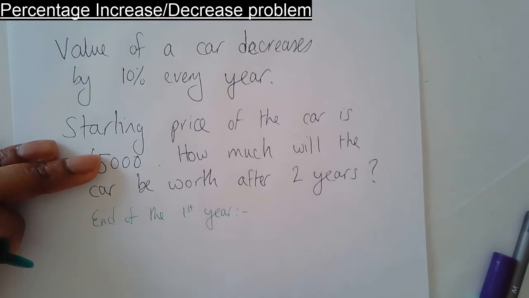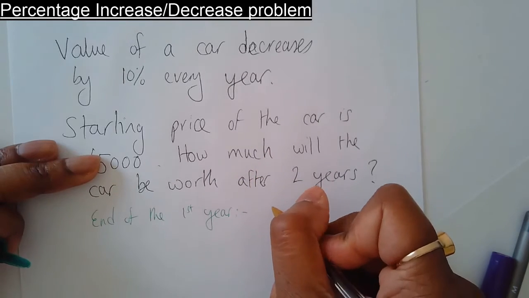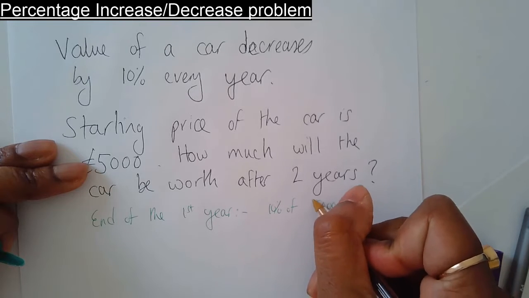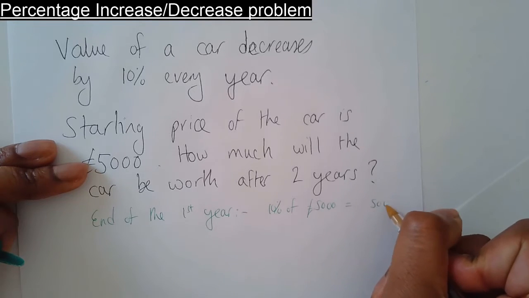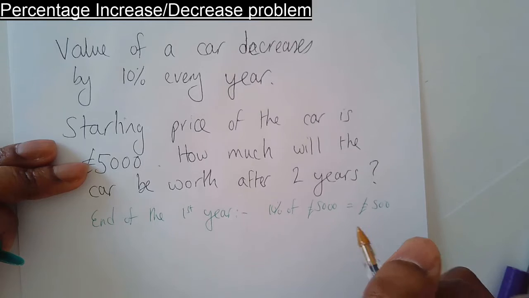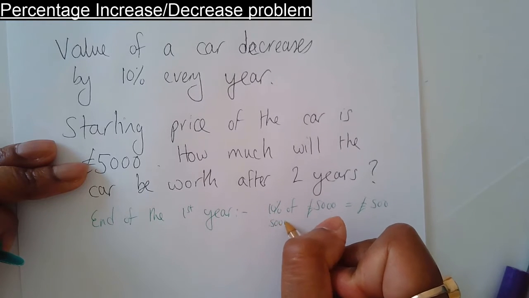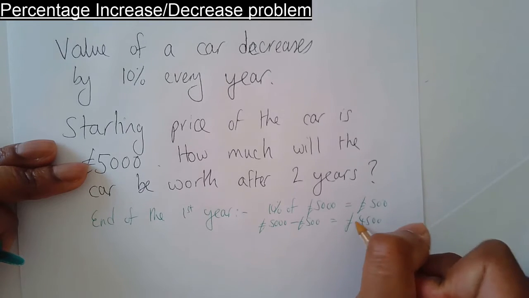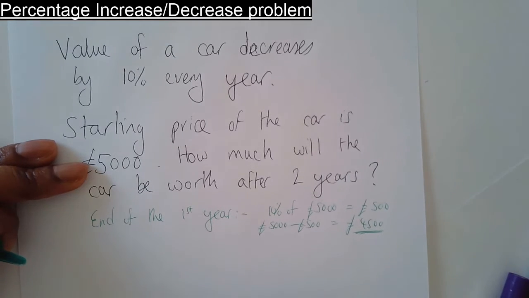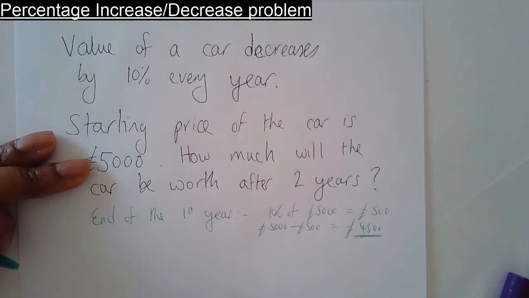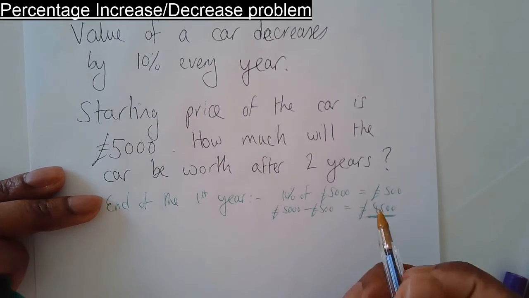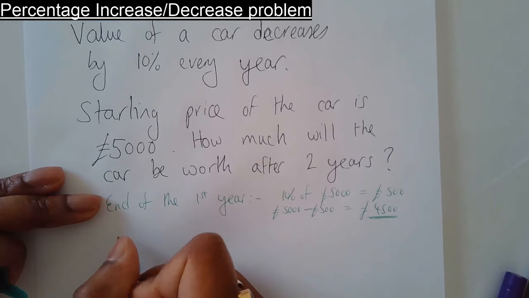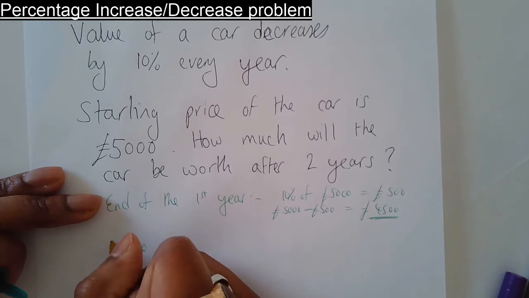So this is my first year calculation. Work out 10% of 5,000, which we know is £500. Then do the takeaway. So that's the price of the car at the end of the first year. So it's the start of the new year. So at the beginning of the new year, it's £4,500.